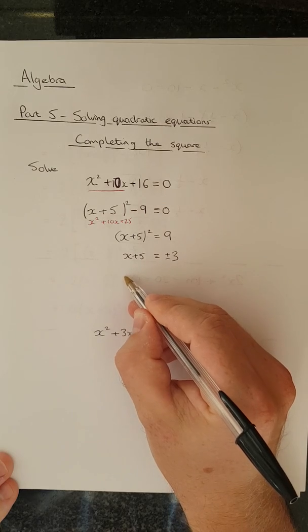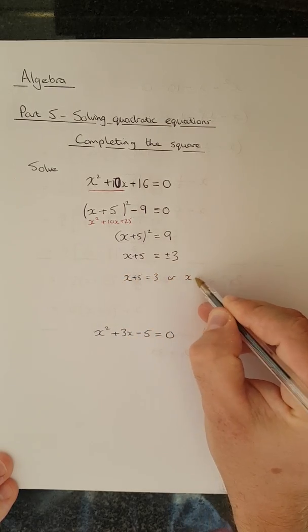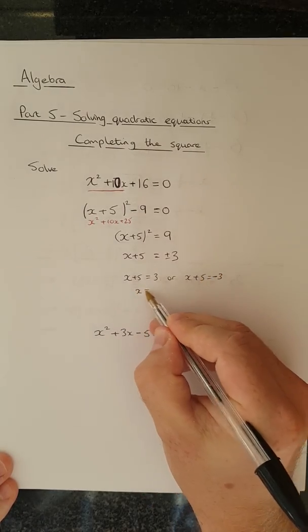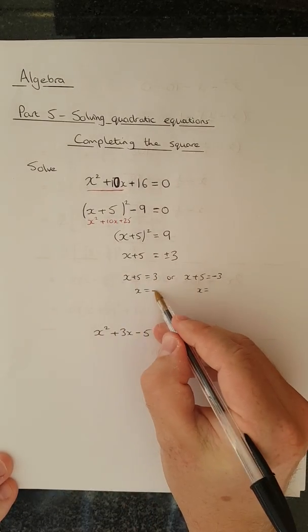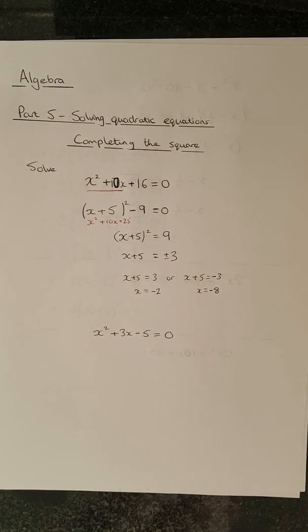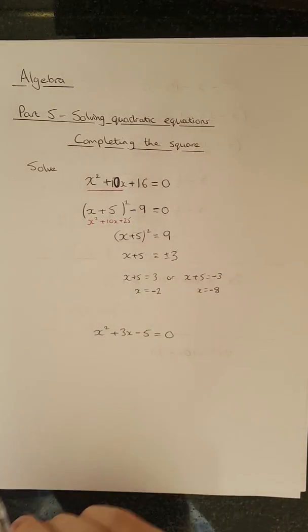So now I've got x plus 5 equals 3, or x plus 5 equals minus 3. So I can get two values for x. Over here, minus 2, and over here, minus 8. So let's try and take this to the next level and deal with a trickier one.